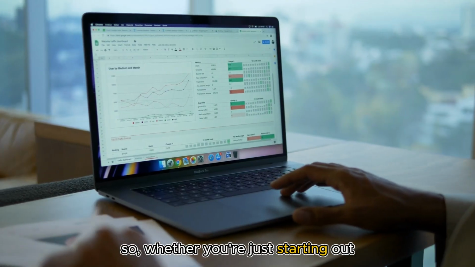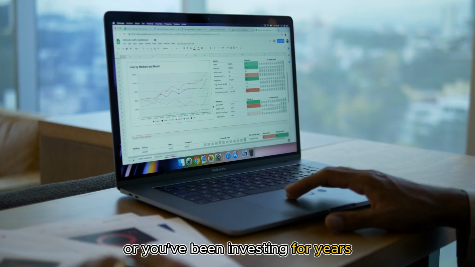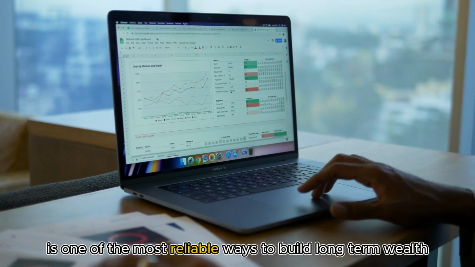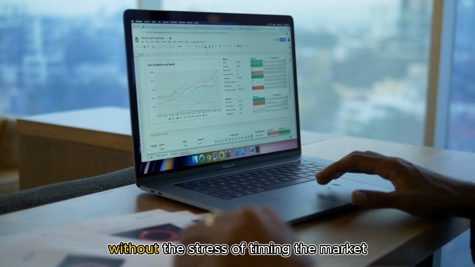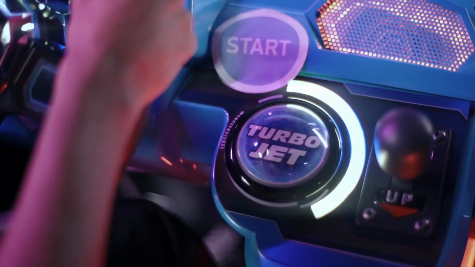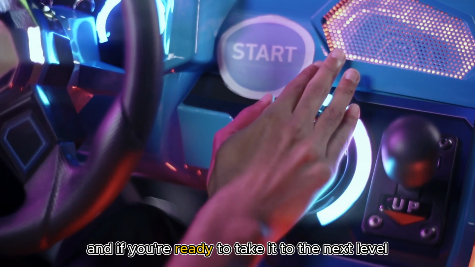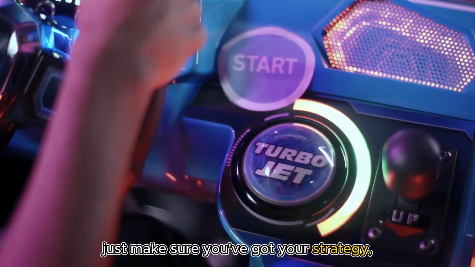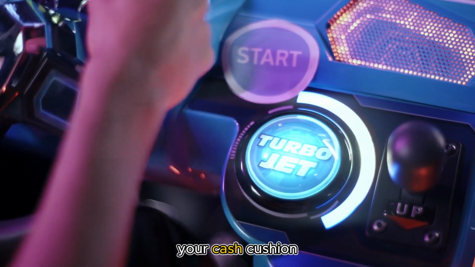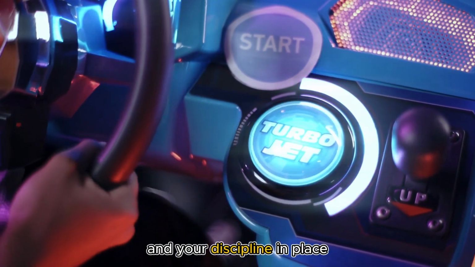So whether you're just starting out or you've been investing for years, dollar cost averaging is one of the most reliable ways to build long-term wealth without the stress of timing the market. And if you're ready to take it to the next level, give that turbocharged version a shot. Just make sure you've got your strategy, your cash cushion, and your discipline in place.